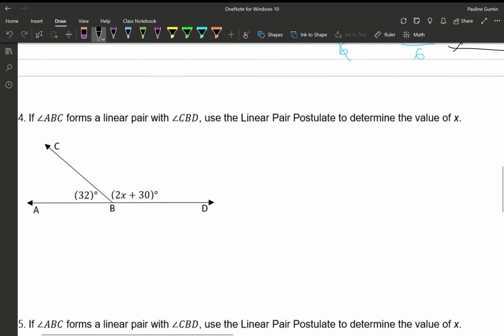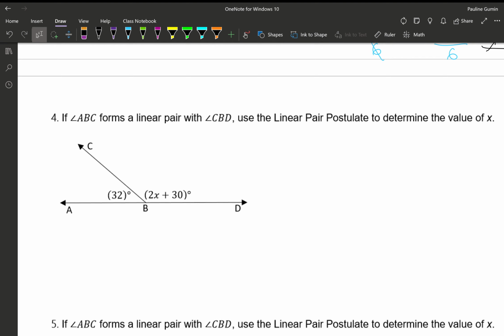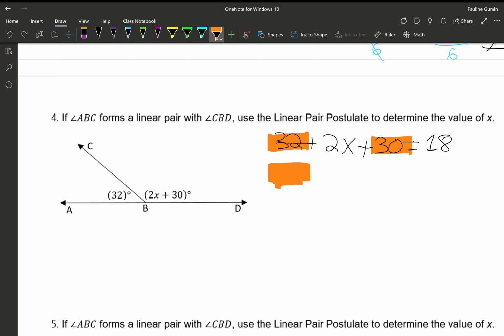Onwards we go. Here we have another linear pair. Let's find x. That means we're going to add ABC, which is 32, plus 2x plus 30, because that's angle CBD, and they're still going to equal 180 degrees. We have to combine some like terms here. The like terms are 32 and 30. They're our constants. So 32 plus 30 gives us 62, and we have 62 plus 2x equals 180.